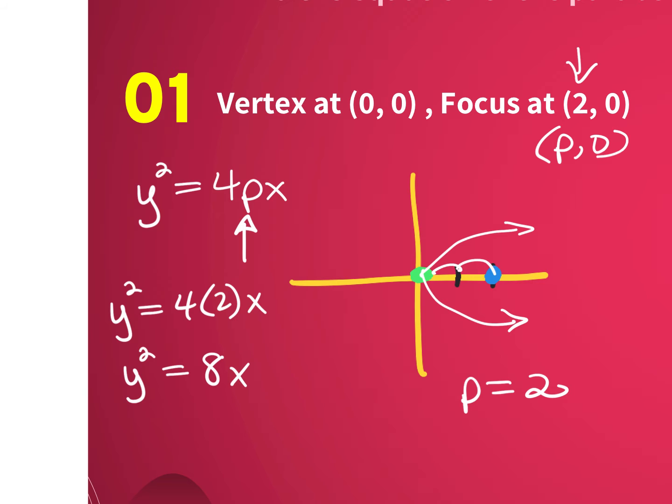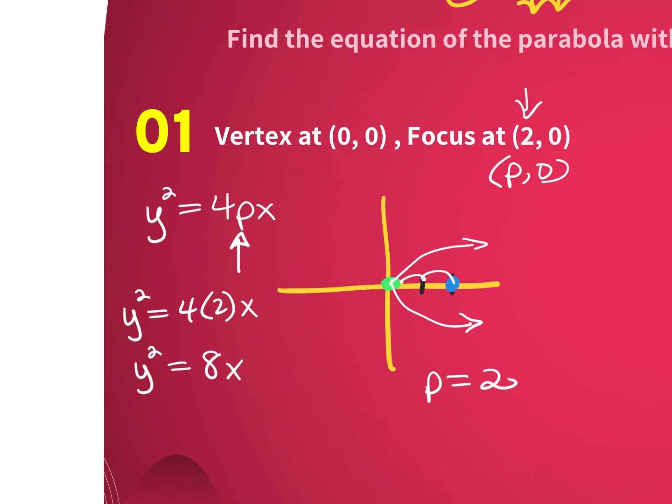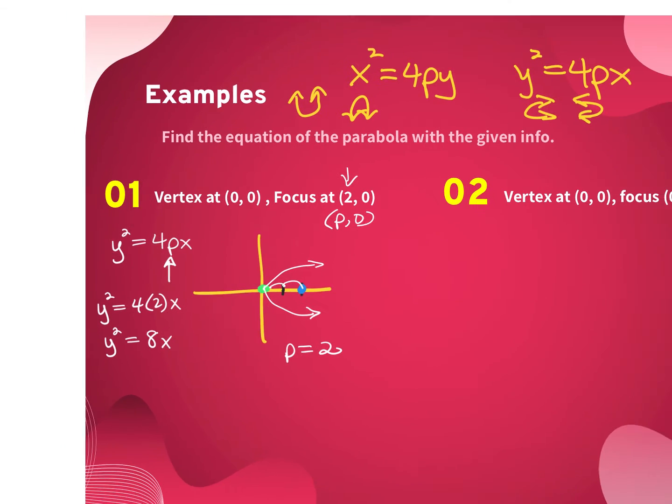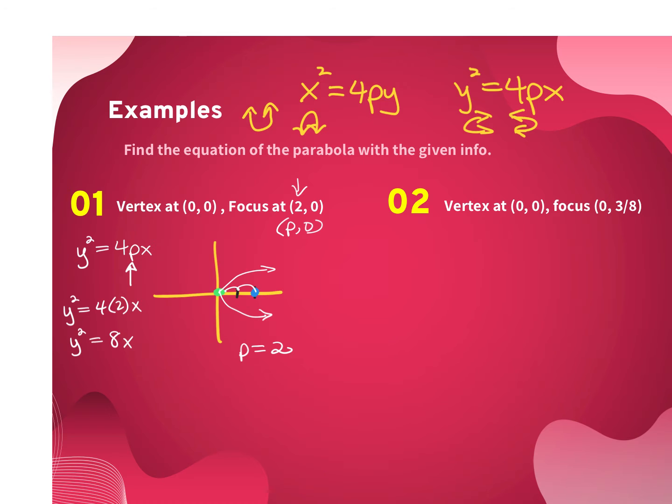Let's try the next one. Let's give ourselves a little visual, so I know which equation to use, whether I'm using the x squared or the y squared. Again, my vertex is still at 0, 0. So let's go ahead and graph it.